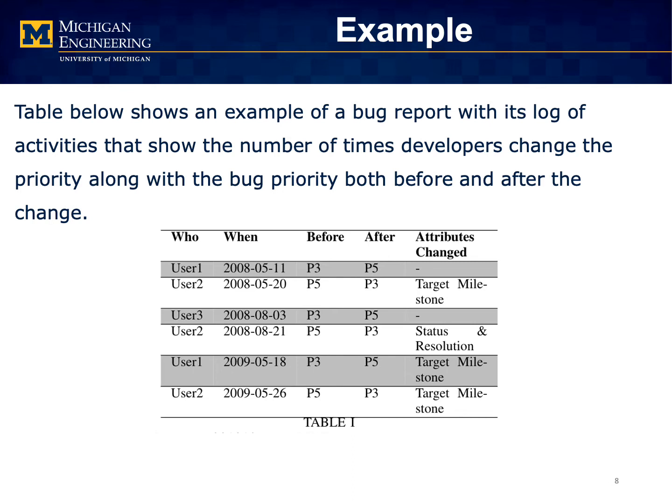The table below shows an example of a bug report with its log of activities that shows the number of times developers changed its priority, along with the bug priority before and after the change. In this table, we see multiple users change the priority across multiple dates, and we see how the priority changed back and forth between P3 and P5. Along with that, we see the target milestone and status change multiple times.